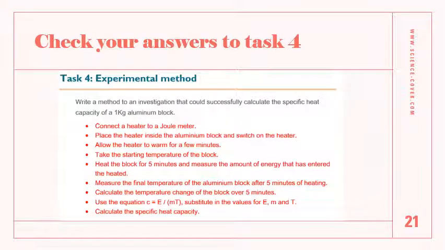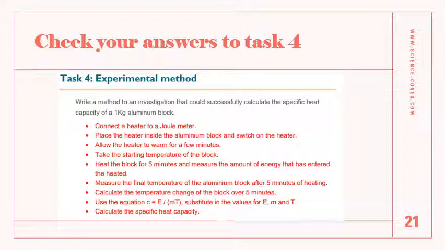Let's check our answers to task 4. Write a method to an investigation that could successfully calculate the specific heat capacity of a 1 kilogram aluminium block. The first thing to do is to connect the heater to a joule meter. We can then place the heater inside the aluminium block and switch on the heater. Should allow the heater to warm for a few minutes. Take the start temperature of the block. Heat the block for 5 minutes and measure the amount of energy that has entered the heater.